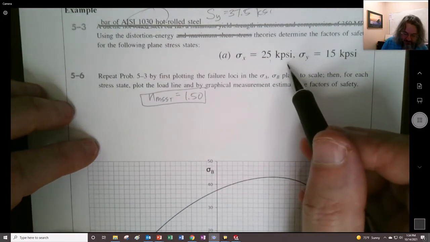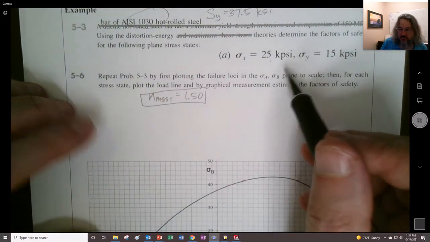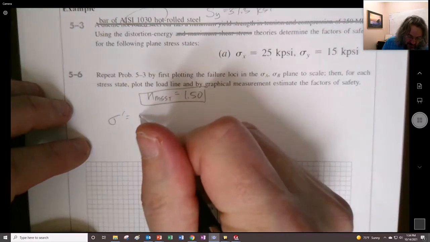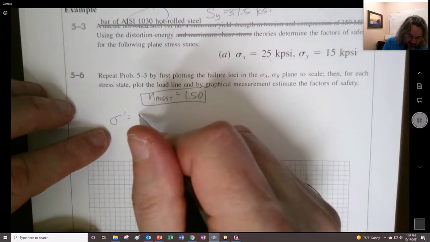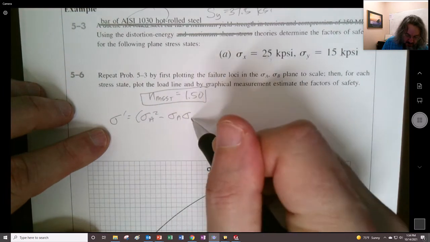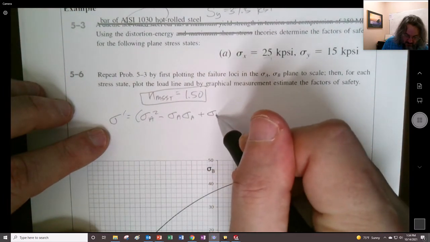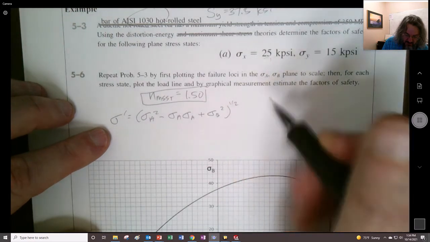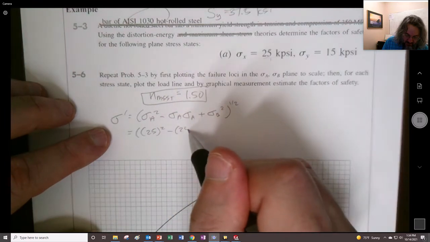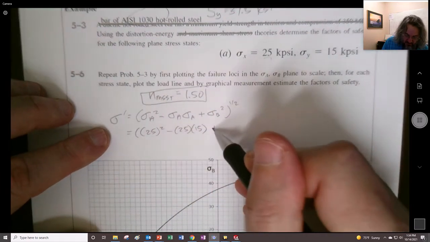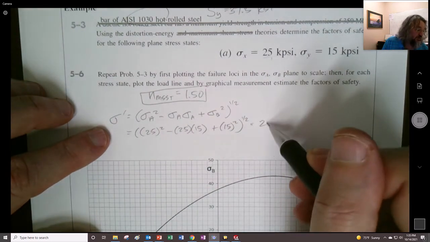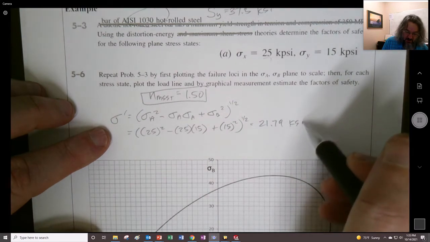So now we want to get the von Mises stress off of this. These are the principal stresses, so we could just go ahead and use A squared minus A times B plus B squared of all the stresses, right? So plug them in there and get 25 squared minus 25 times 15 plus 15 squared. Take the square root, and I get that it's 21.79 KSI.